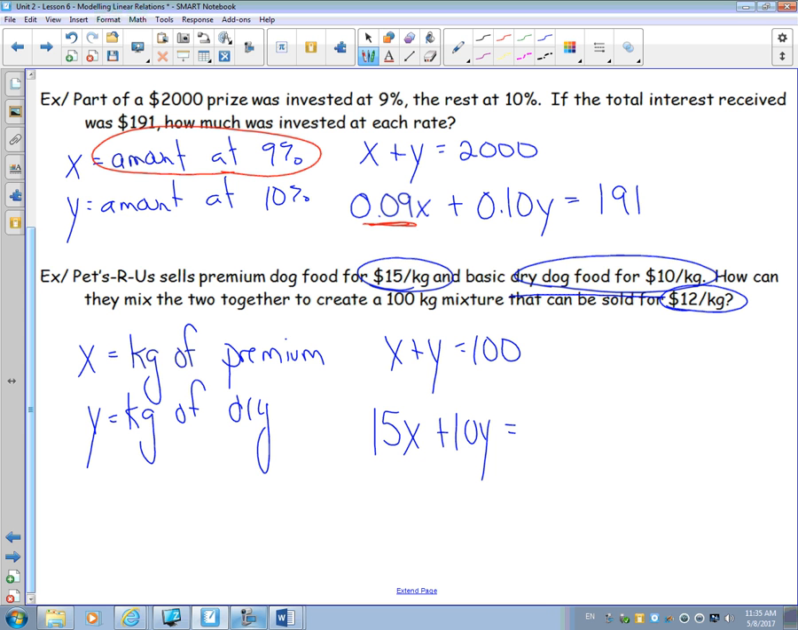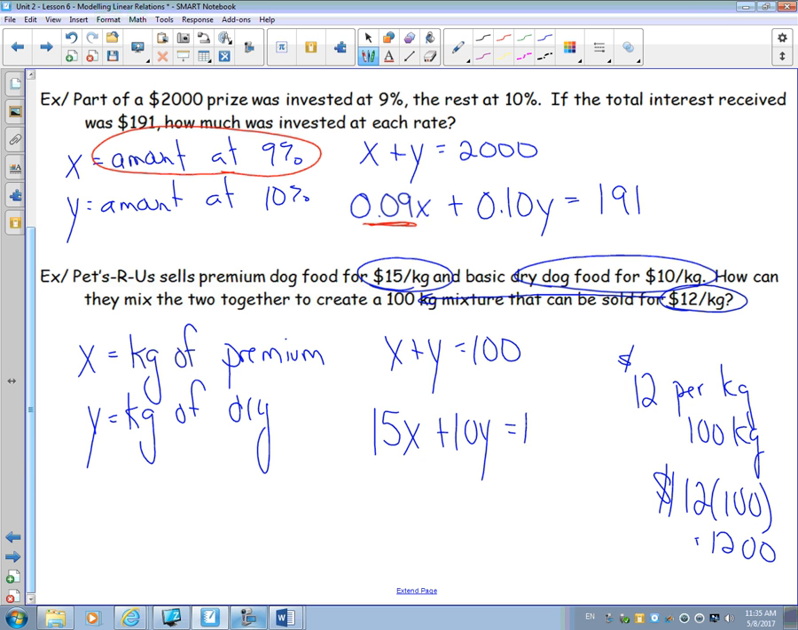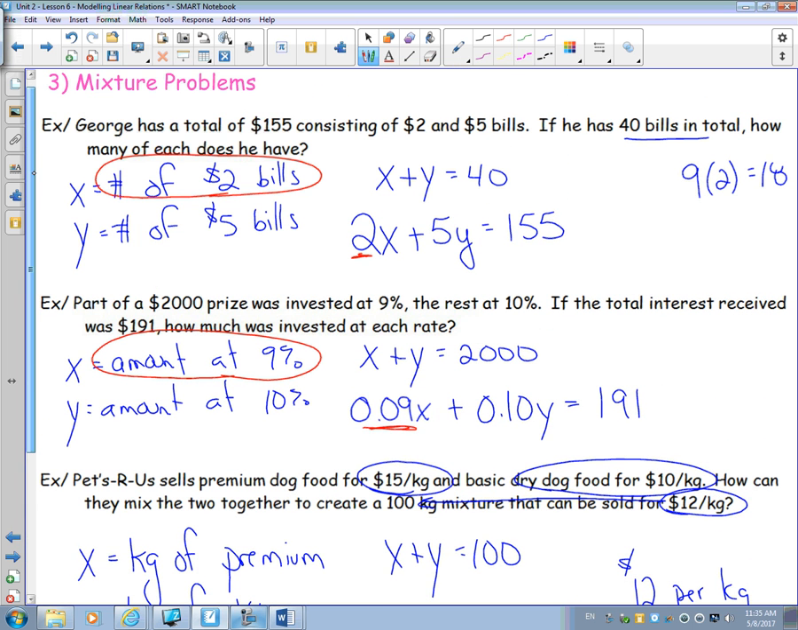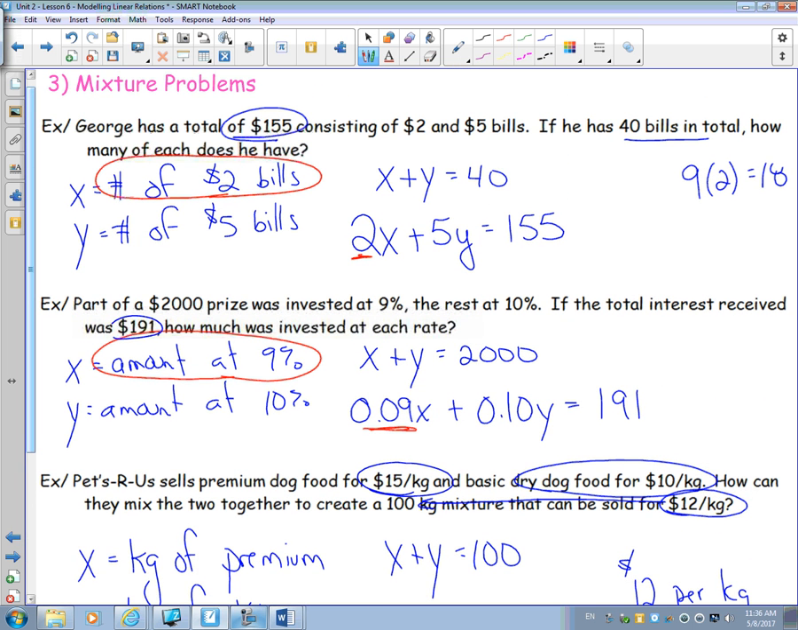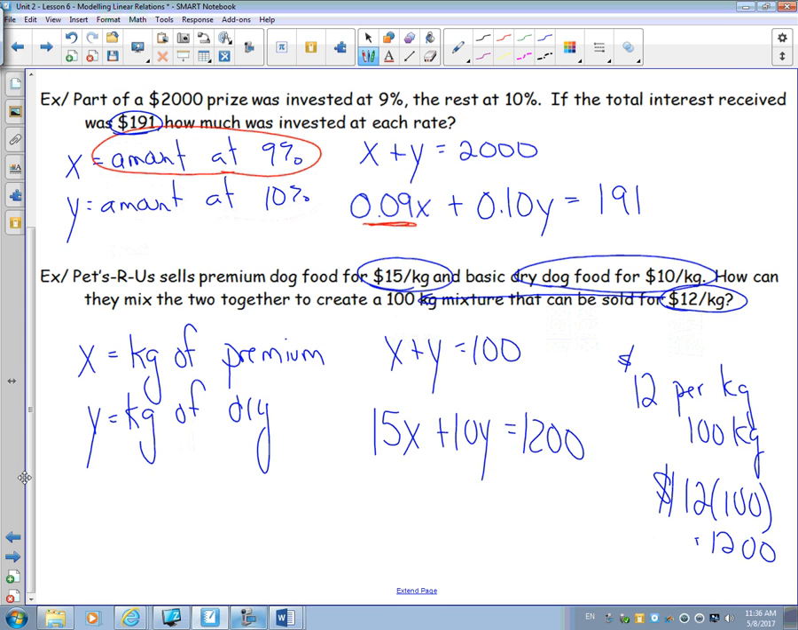Now here's a trick idea. There's 100 kilograms. So if it's $12 per kilogram and there's 100 kilograms, my overall value has to be $1,200. So in this case, they didn't tell us, like they did at the beginning, you got $155, you had $191 in interest, but we could really easily figure out the overall value of $1,200. That wasn't too tricky to do. And there, I'm done. I've set it up. Today's all about the setup, right? I'm not trying to solve them, just set them up.